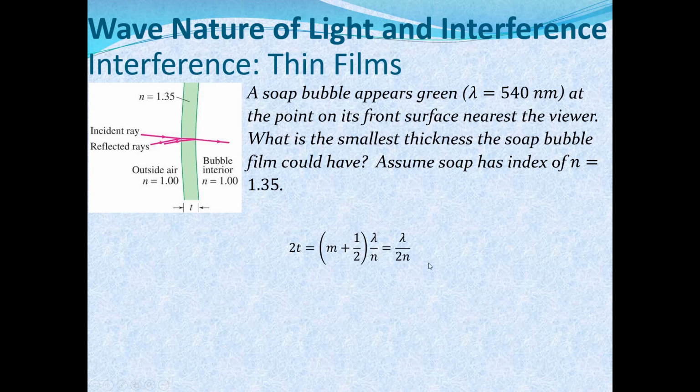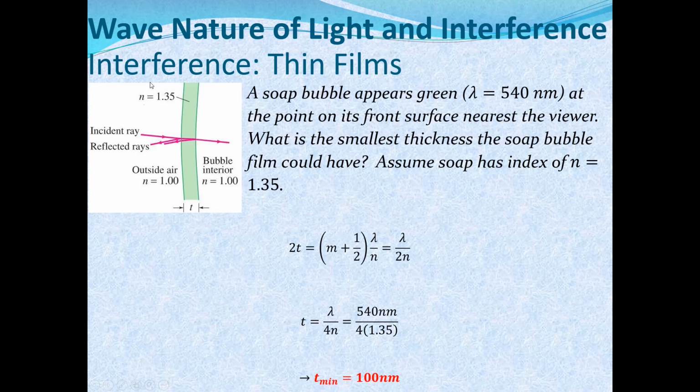So when I do that, I plug my numbers in. They want the smallest, so I'm going to make m as small as possible so that I get a non-zero number, and that would be 0. So plugging that in, I get lambda over n times 2. Solve for t, the thickness, plugging my numbers in, and I end up getting that the minimum thickness would have to be 100 nanometers. So if I look at this, 100 nanometers would give me the color green.